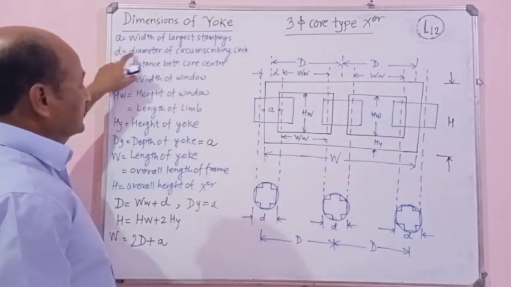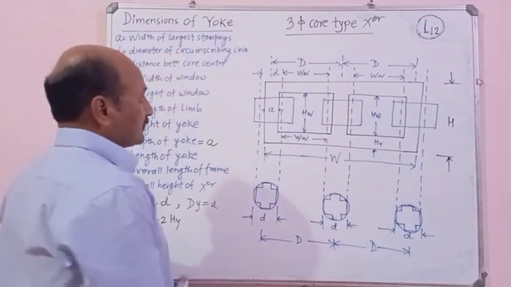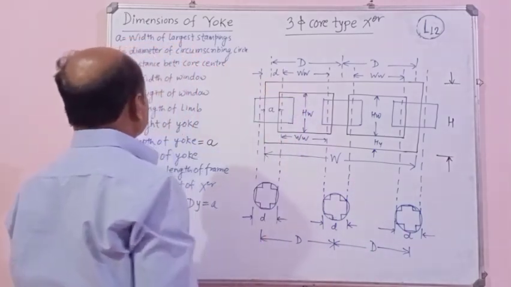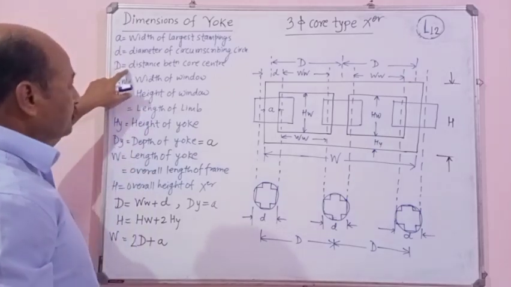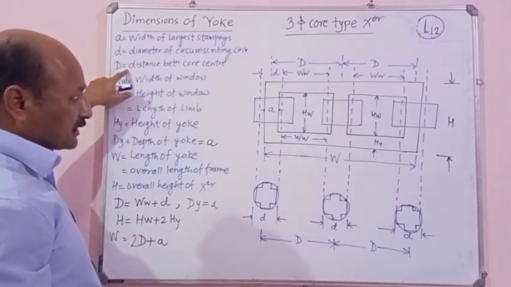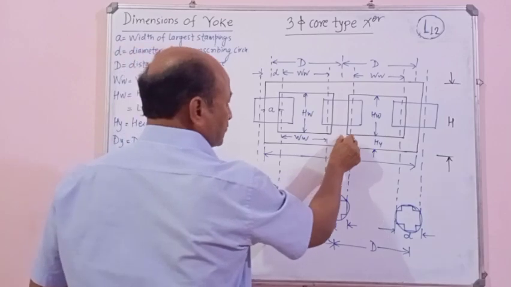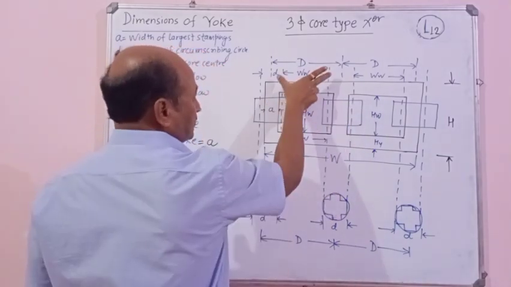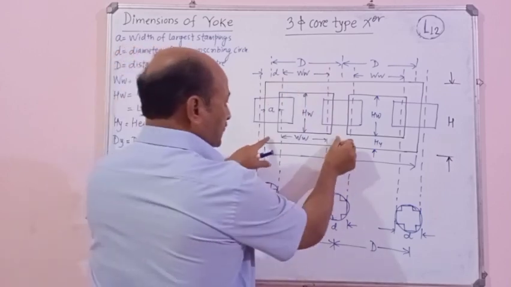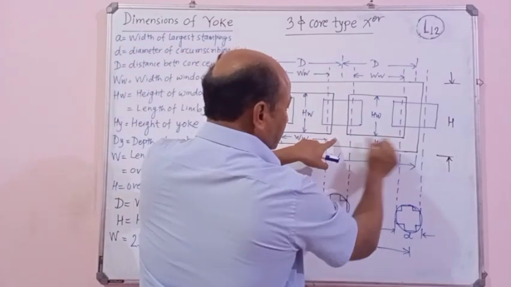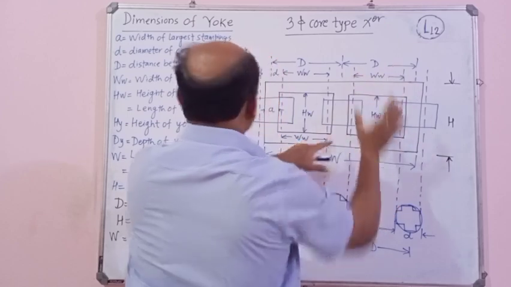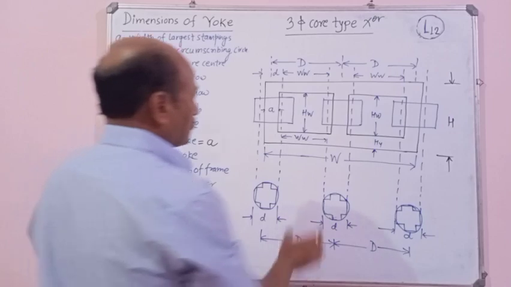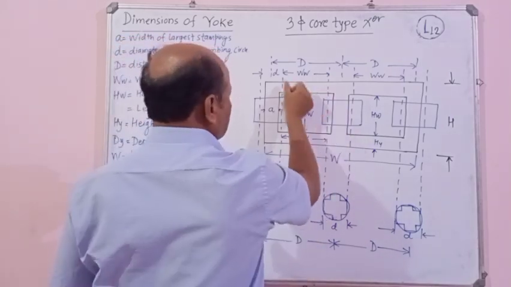Then small d, that is the diameter of the circumscribing circle. So this dotted line gives the diameter of the circumscribing circle. Then capital D, distance between the core centers. So this one is the center of the first core, this one is the center of the second core. So D is nothing but the distance between the core centers. Similarly, the distance between these two core centers is also capital D. Then Ww, width of the window. So this one is nothing but the width of the window.